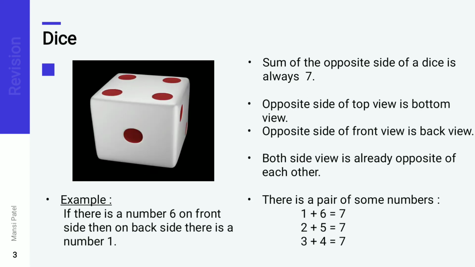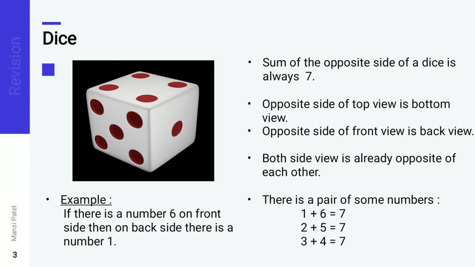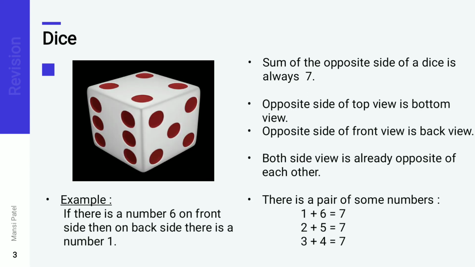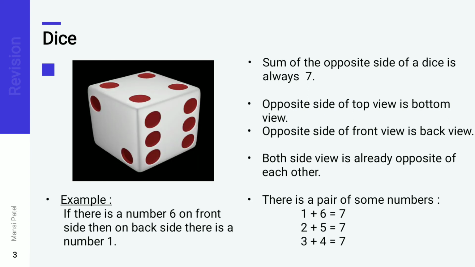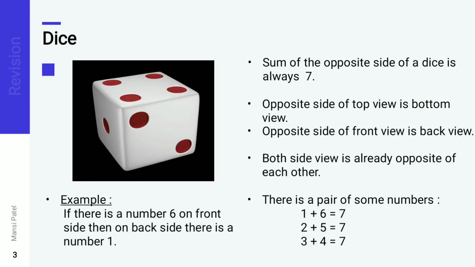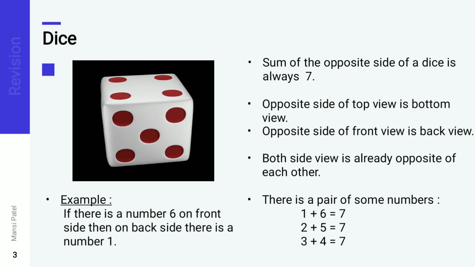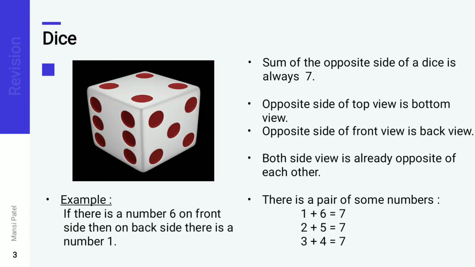If there is number 3 on one side, then on another side there is number 4. These are the sum pairs which are very helpful to you to solve the sums regarding the dice. Let us see the next one.